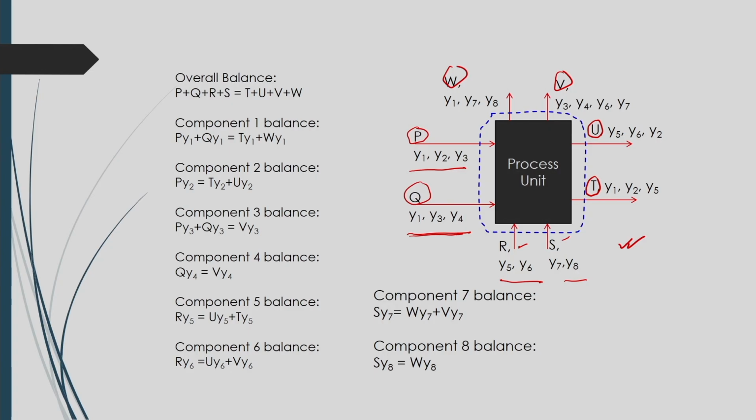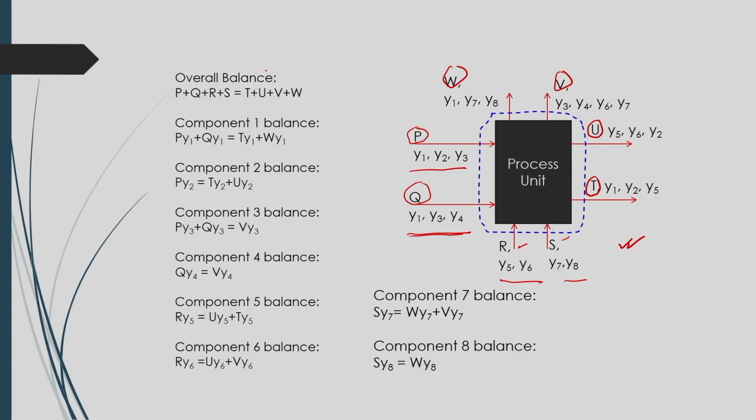Now, you have to write the material balance. I told you that first of all you have to write the overall material balance, that means the total amount of material coming into the process unit and the total amount of material coming out from the process unit. As an overall balance, the total amount coming in the input streams is P plus Q plus R plus S, whereas the total amount coming out is T plus U plus V plus W. So we can write this overall material balance like this: P plus Q plus R plus S equals T plus U plus V plus W.